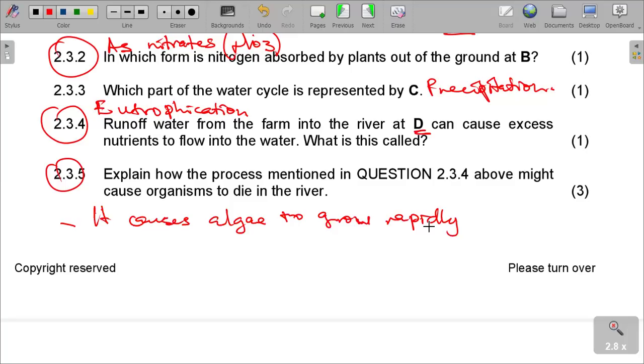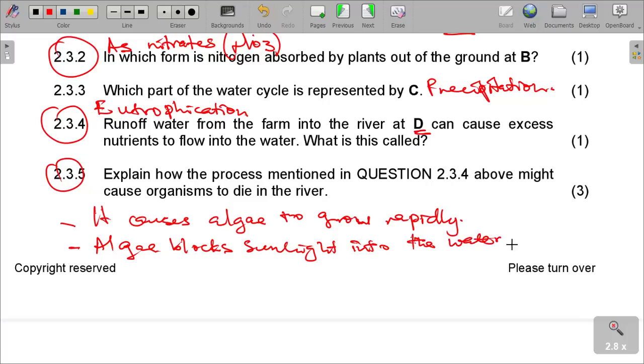And then this algae, what does it do? The algae actually blocks sunlight, like I already mentioned. It blocks sunlight into the water resource, into the water reservoir that we are talking about. There is no sunlight that enters there. It blocks sunlight.